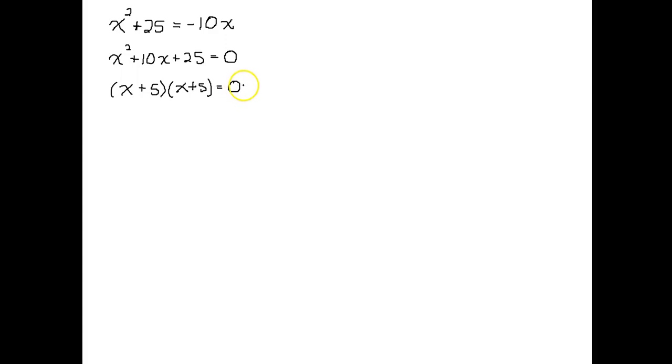And that equals 0. But since both factors are the same, I don't need to set them both equal to 0 because I'll get the same answer with the two. So I can just worry about one of them. And I could say x plus 5 equals 0, so x equals -5. So -5 is the one and only solution to this one.